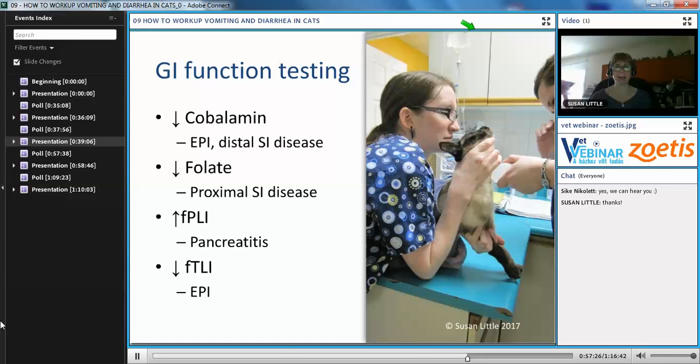So we might order that as a panel, or we might look at only one or the other. And typically if I'm just picking one instead of the panel, it will be cobalamin that I'll pick. So I do want to talk a little bit more in depth about cobalamin.